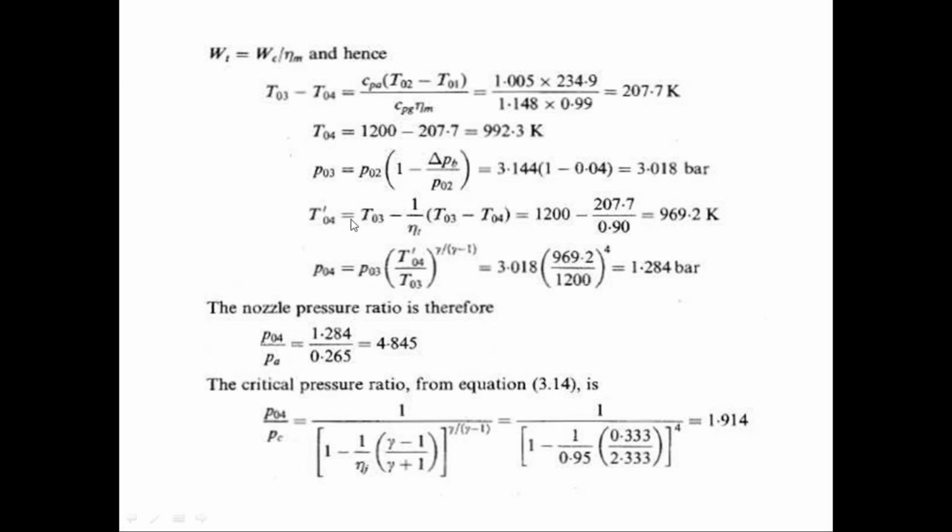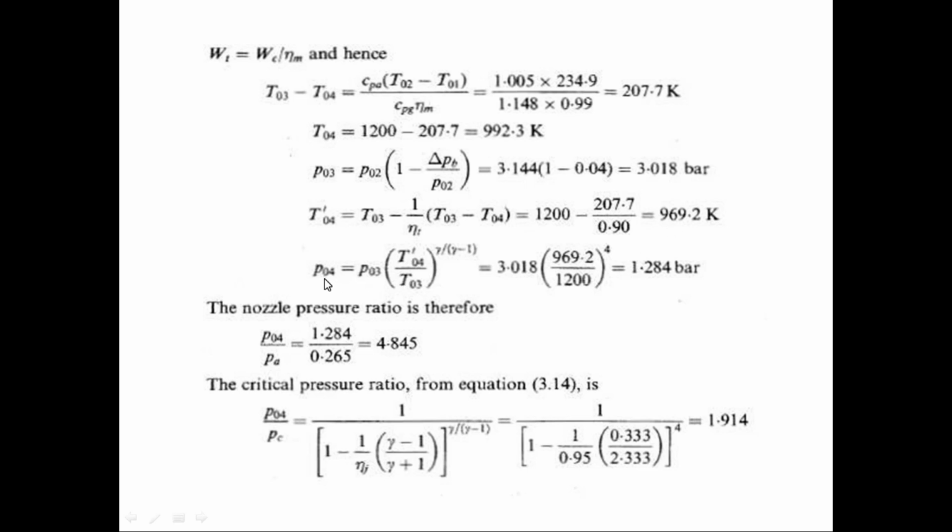So from there you can find the value of T04 dash, which will be equal to T03 times 1 minus (1 over turbine efficiency) times (T03 minus T04). So T03 minus T04 is 207 and T03, the maximum cycle temperature, is 1200 Kelvin, and turbine efficiency is 0.90. So T04 dash will be equal to 969.2 Kelvin.